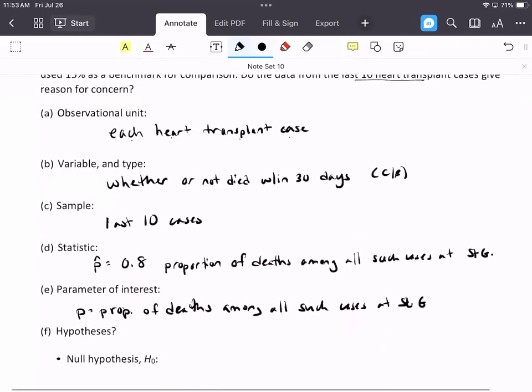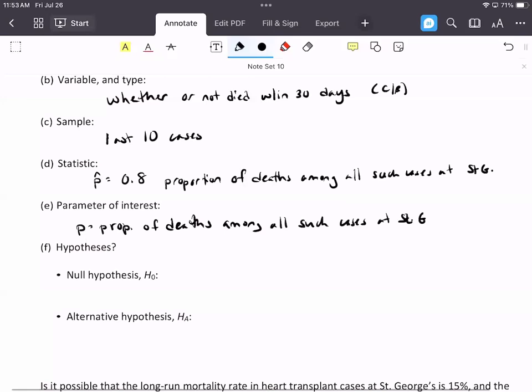Now, what are our hypotheses? We want the null and alternate hypothesis. The null being nothing special is going on, that St. George is not strange. And so we're going to look at comparing it to the benchmark, which is 15%. Now we're interested and concerned that our mortality rate is higher than the benchmark. And you're like, well, we just saw it's 80%, right? But we want to see if it's statistically significant, if it's statistically different than the 15%.